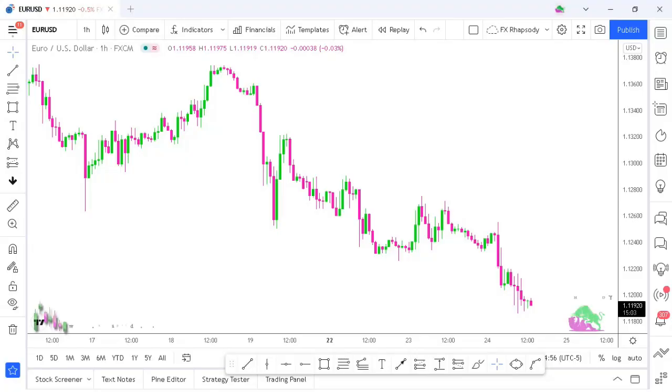How's it, guys? Welcome back to FX Rhapsody. Today I wanted to share with you my 3 rules when it comes to trading currencies.